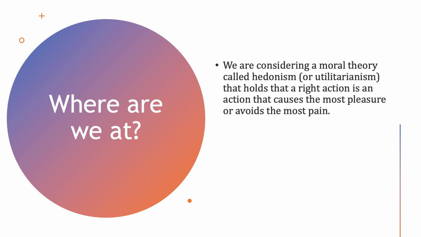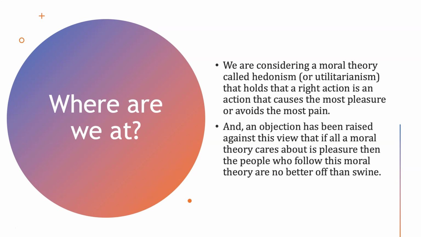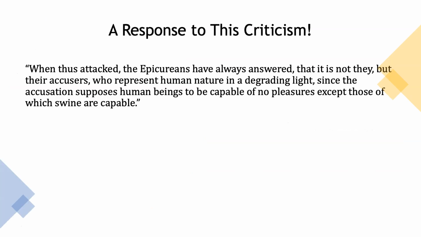All right, so let's consider where we're at in the passage. Well, we considered a moral theory called hedonism or utilitarianism that holds that a right action is an action that causes the most pleasure or avoids the most pain. And we've looked at an objection that's been raised against this view, that if all a moral theory cares about is pleasure, then the people who follow this moral theory are no better off than swine. All right, what's going to happen next? Well, as we'll see, we're going to immediately find Mill giving us a response to this criticism.